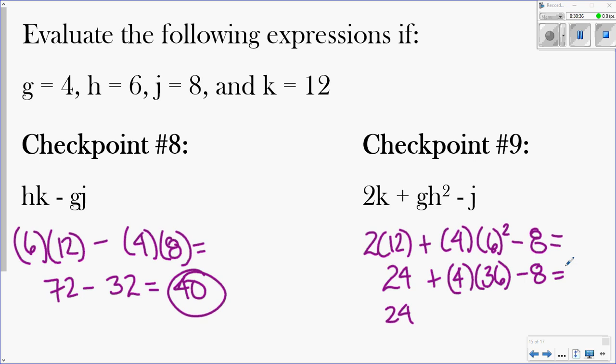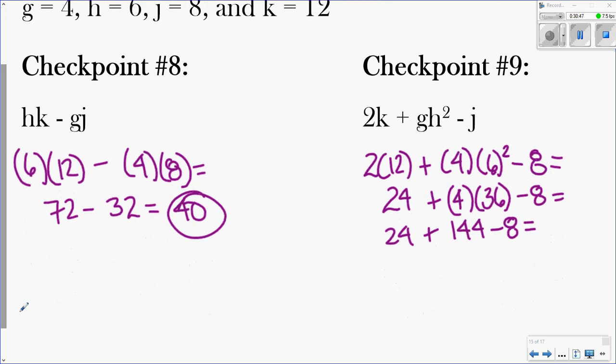So 36 times 4 gives you 144. And then since it's only plus and minuses, you just work left to right. So you got 24 plus 144, which gives you 168, minus 8, then you get 160.